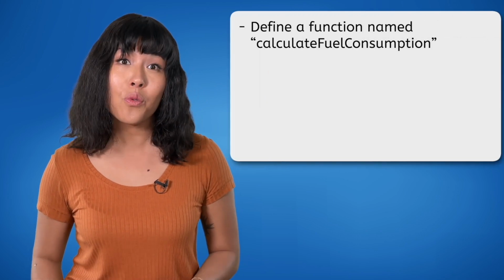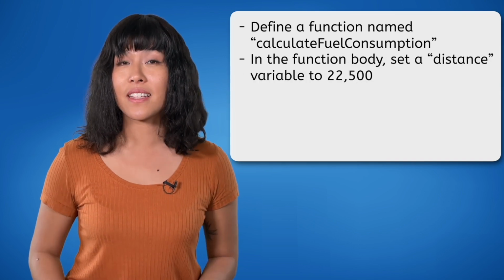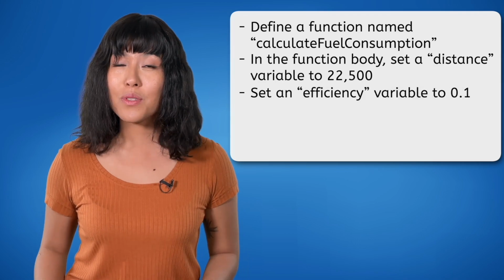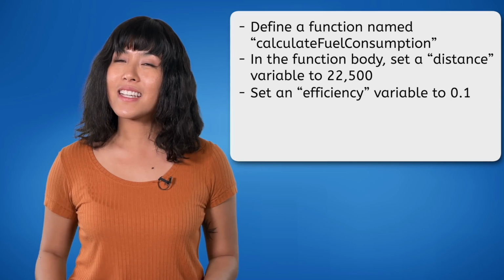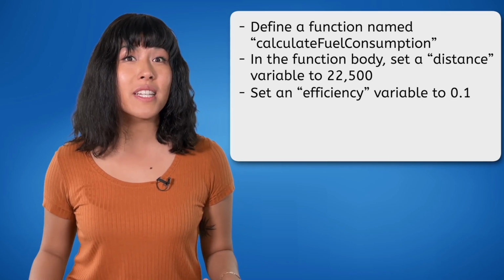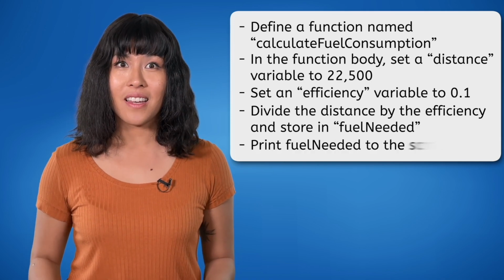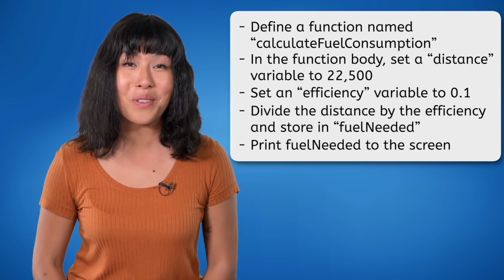Now, let's design a more complicated function that contains a calculation. We'll write a function to calculate the fuel needed for a mission. In our function, we'll create a variable named distance and set it to 22,500 kilometers. We will also set the efficiency of the rocket in a variable named efficiency and set that to 0.1. In order to calculate our fuel needed, we need to divide the distance by the efficiency. Then we print the fuel needed to the screen. Try this in your guided notes now.